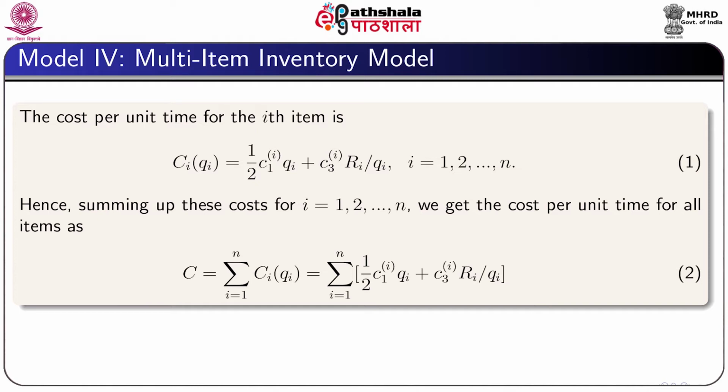The cost per unit time for the ith item can be written as Ci(Qi) equal to half C1i Qi plus C3i Ri by Qi. The first term denotes the holding cost and the second term denotes the ordering cost. Hence, summing up this cost for i equal to 1 up to n, we get the cost per unit time for all items as C equal to summation over i equal to 1 to n of half C1i Qi plus C3i Ri by Qi.